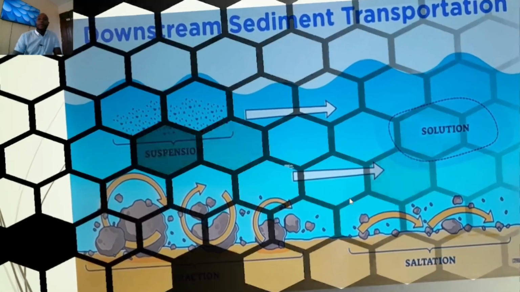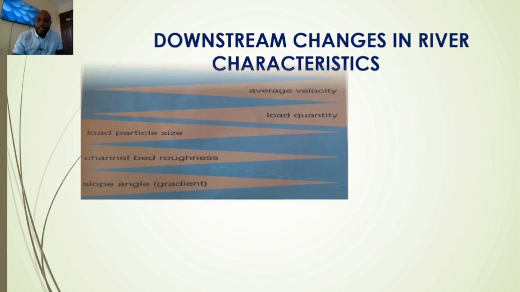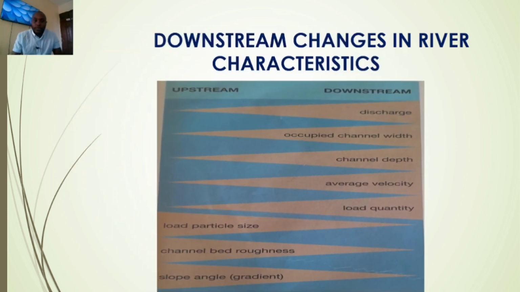All right, now let's look at the downstream changes in river character. Remember, this is objective number 2. You should understand how these changes occur from the upstream of a river to downstream. We're going to look at this diagram to guide us. So this is the upstream and this is the downstream. Upstream is where the river starts. So the upstream and then the downstream.